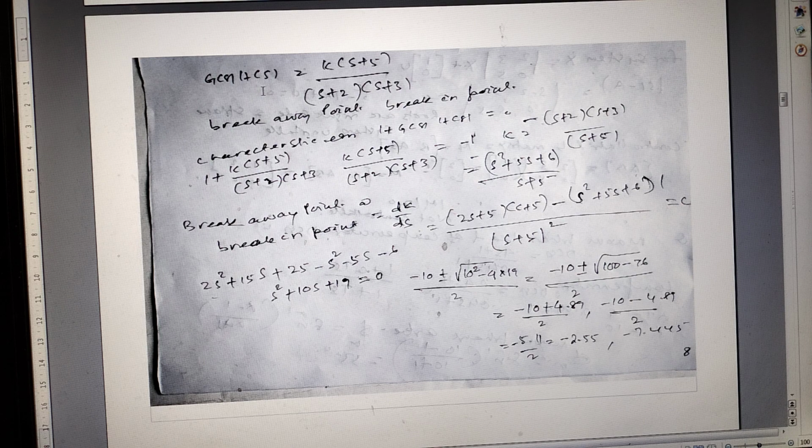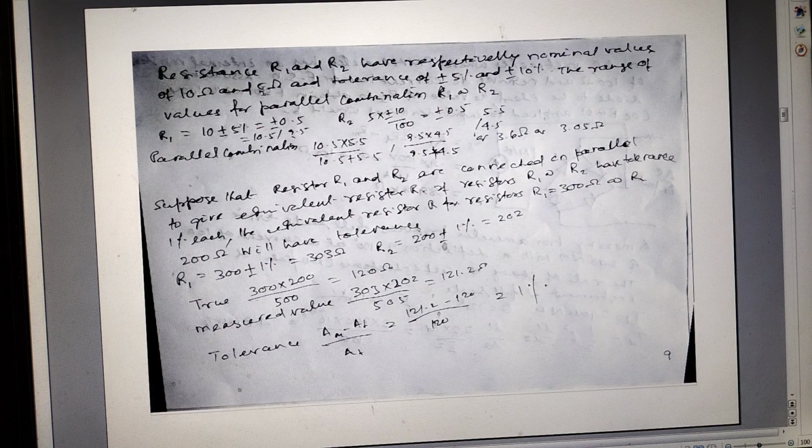G(s)H(s) equals K(s plus 2) in the root locus problem. The roots of dK by ds come as minus 2.5 and minus 7.44. This is important, and an easy problem also.